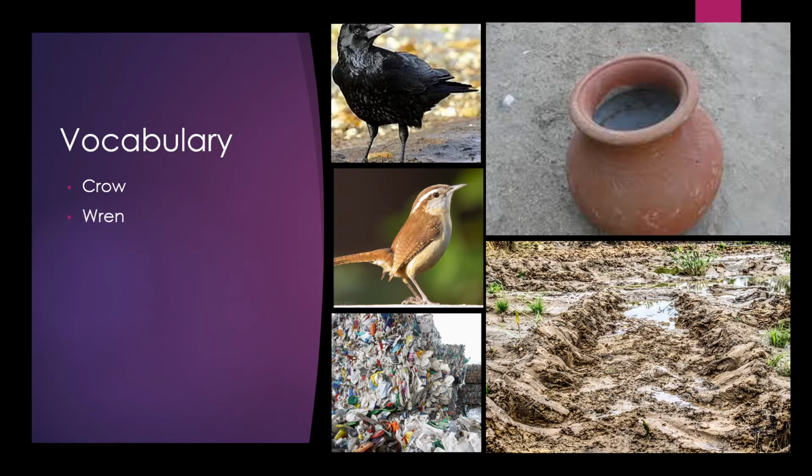The second word is wren. A wren is a small brown bird that looks like this. It looks like a sparrow. We have a lot of sparrows in my home back in the country, but I haven't seen these wrens before, though they look like sparrows. And rubbish is, as you can see, a lot of trash collected together. Very gross, very disgusting.